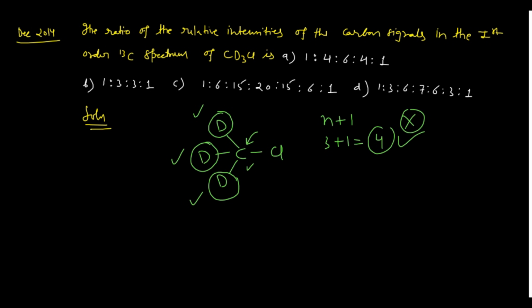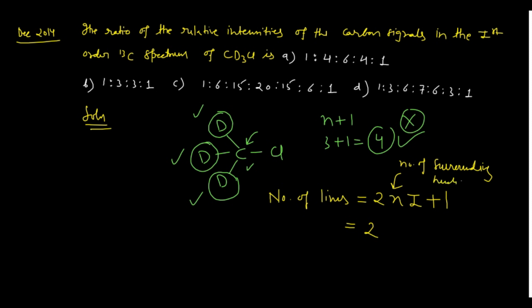So how would it be wrong? Whenever you have deuterium, which has a different magnetic moment quantum number, your splitting will be different in that case. So how can you determine the number of lines? The number of lines in the carbon spectrum, when you have nuclei with a different magnetic quantum number, you will use this formula 2NI + 1. So 2 is the constant, N is the number of surrounding nuclei. How many nuclei have surrounded this carbon?